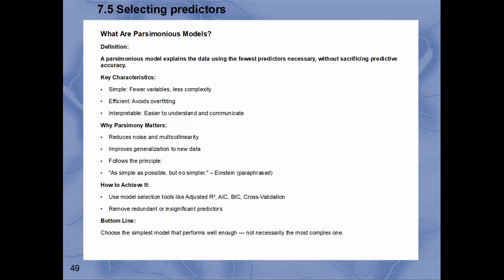So how to achieve it? We use model selection tools like R-squared, AIC, BIC, and cross-validation. And we remove redundant or insignificant predictors. The bottom line: choose the simplest model that performs well enough, and it's not necessary to make it the most complex one. Complexity will always increase your R-squared value, and it will always get closer to 1 the more predictors you put in, but that doesn't necessarily mean that it will be effective or efficient.